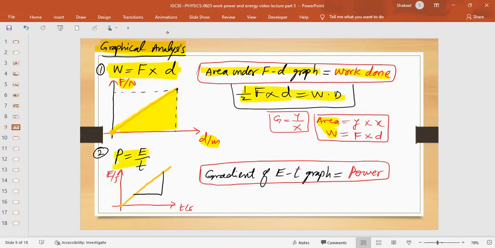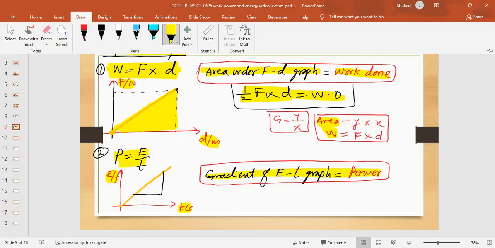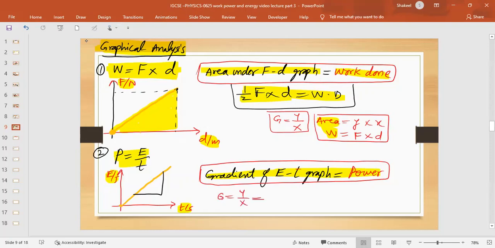Okay, so power is energy over time. If you plot energy along the y-axis and time along the x-axis, then the gradient of the energy-time graph gives you power. Again, gradient is y over x. Along y is energy, along x is time, so energy over time equals power. That's why the gradient of the energy-time graph gives you power.